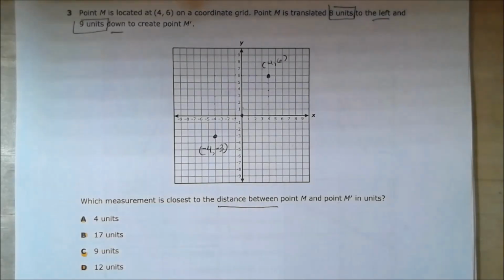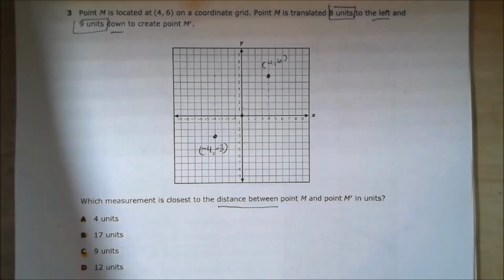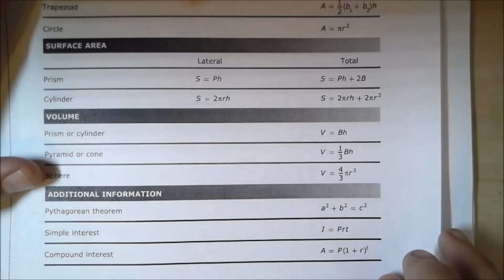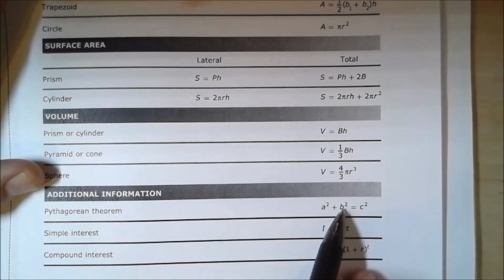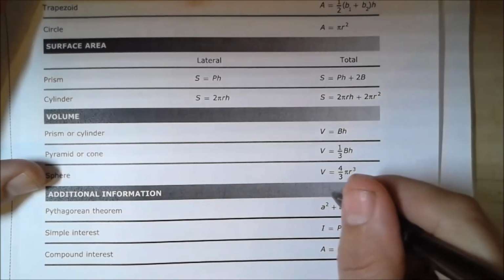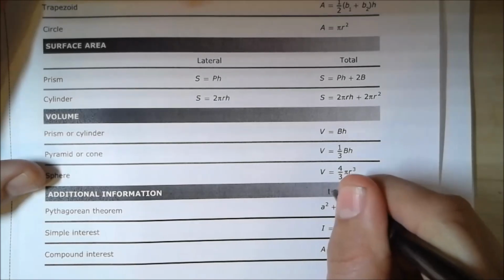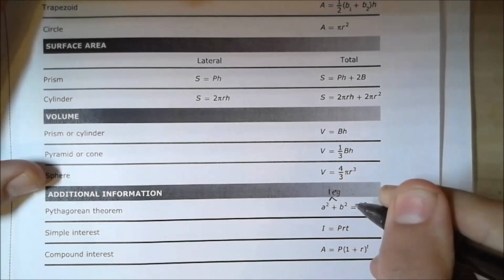So let's go ahead and look at the Pythagorean Theorem and write it down real quick. On your formula chart, you've been given the Pythagorean Theorem. It's at the very bottom, and it says a squared plus b squared equals c squared. And remember that a and b are both legs. So those are both legs.